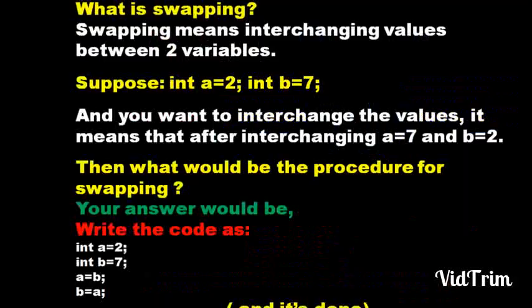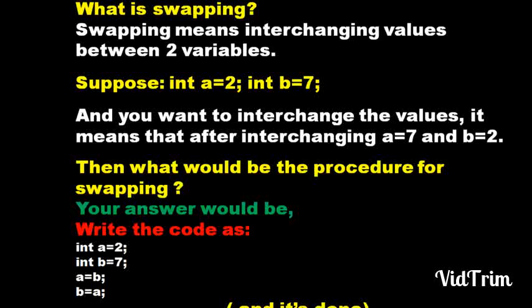Okay, before learning a Java program for swapping, we must know what is actually swapping. Swapping means interchanging values between two variables. Here, I have two integer variables A and B. 2 is stored in A and 7 is stored in B. And if you interchange these values, what will happen? A would be 7 and B would be 2.